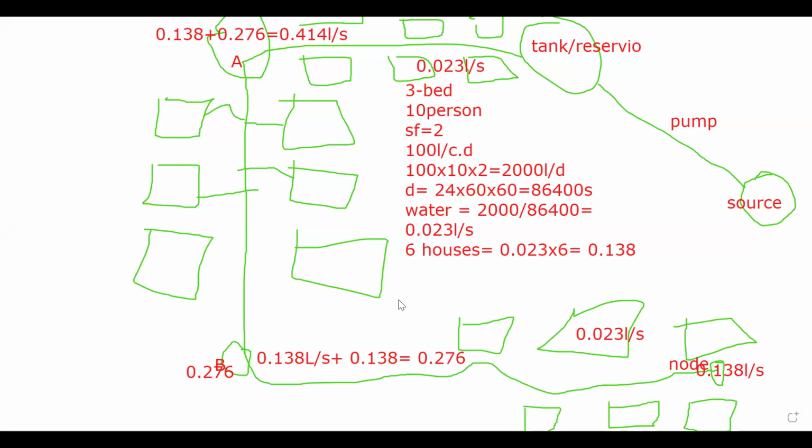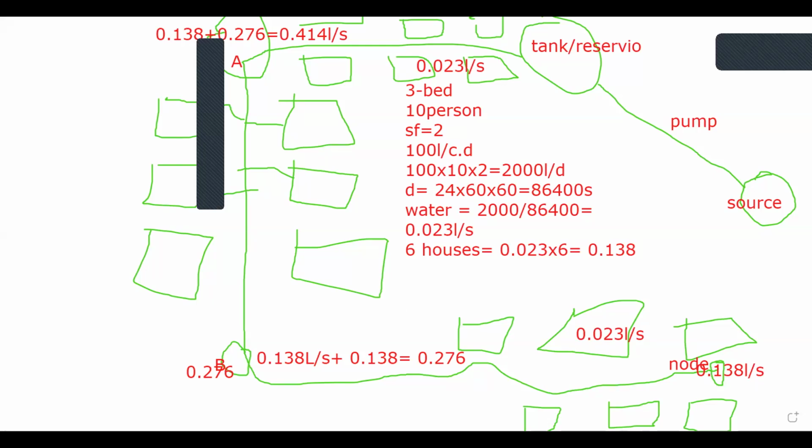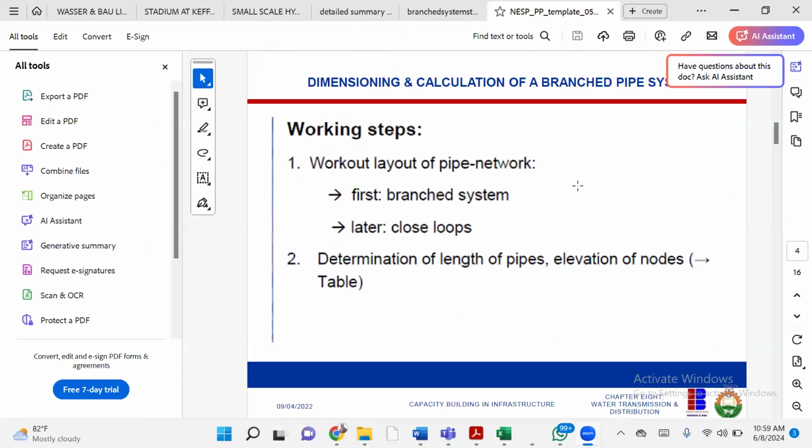Can you see my screen? Can you see my screen? Your screen is still loading. Okay. Now. Yeah.